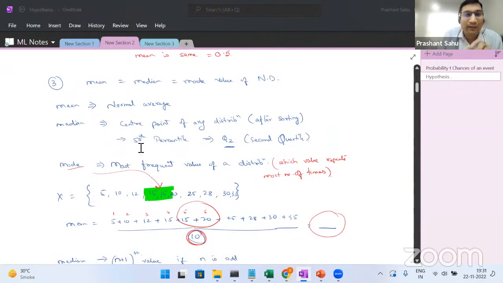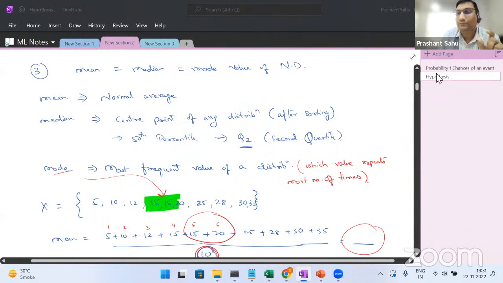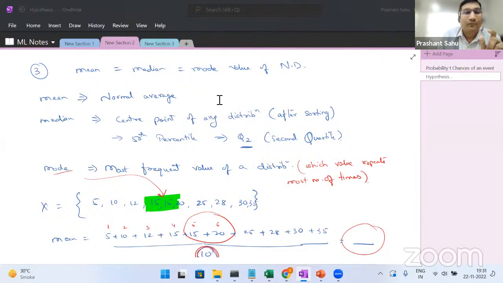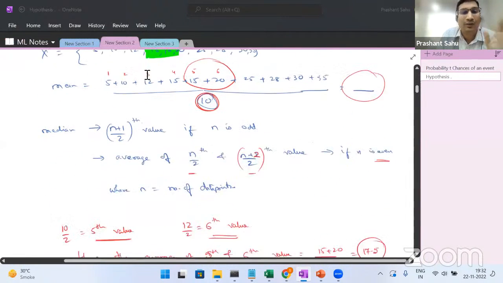Another very important property is, since it is symmetric, the mean, median, and mode of the normal distribution are all equal. What is mean? Normal average. What is median? Median is the center point of the distribution. When you sort all the values in increasing or decreasing order, the middle point of the distribution is called the median, right? What is mode? The most frequent value of the distribution is called the mode.